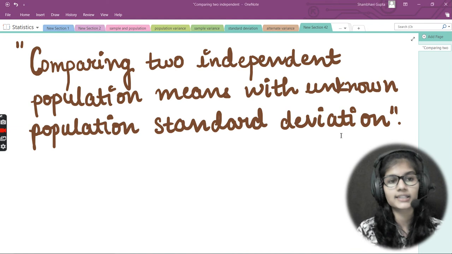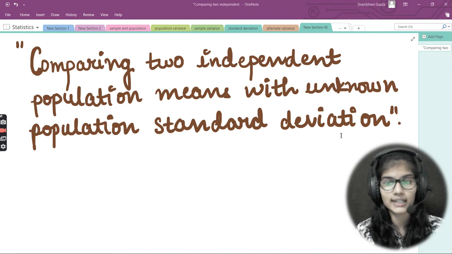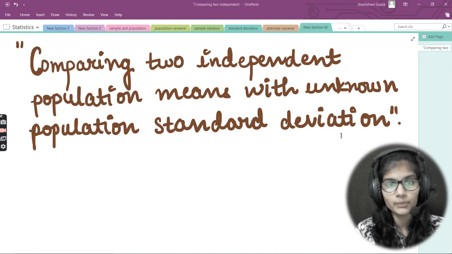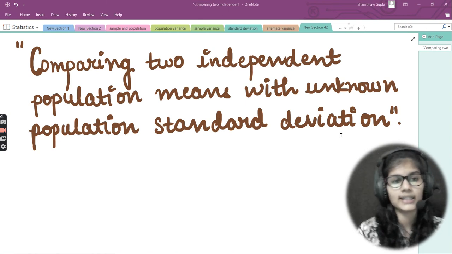So today I'll be discussing a new topic in statistics, and that is comparing two independent population means with unknown population standard deviation. This is a new topic which we are going to start today. So I'll be discussing this topic in detail.